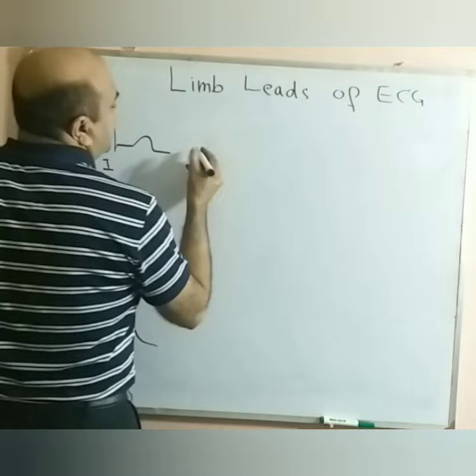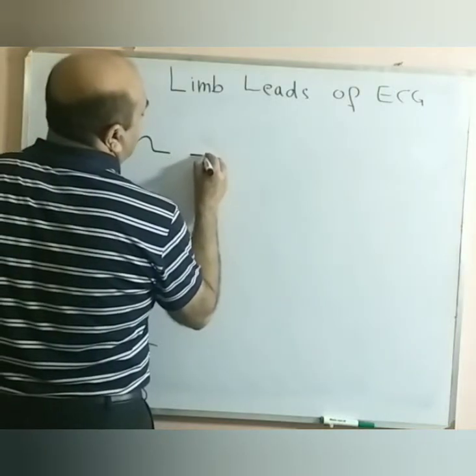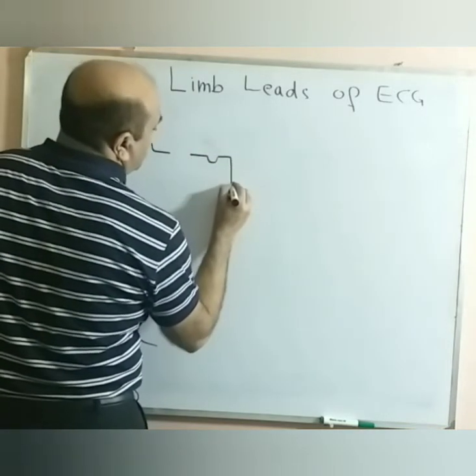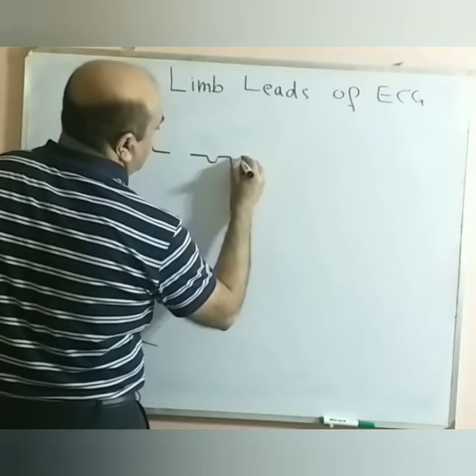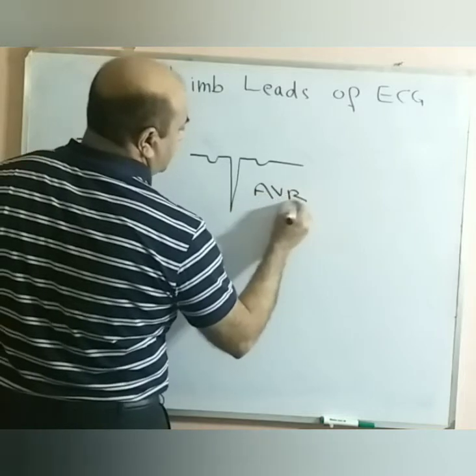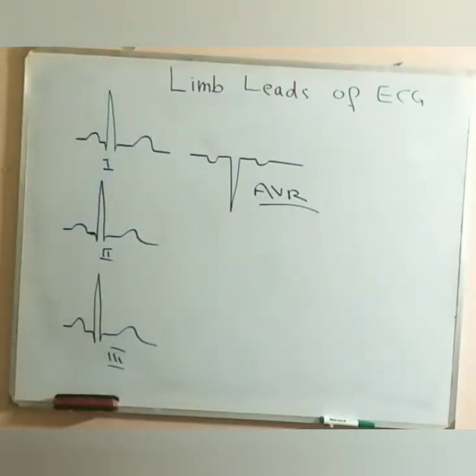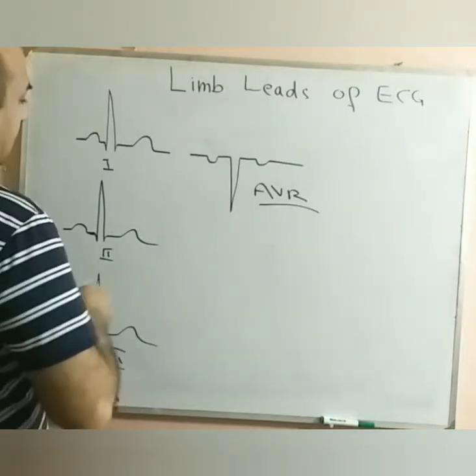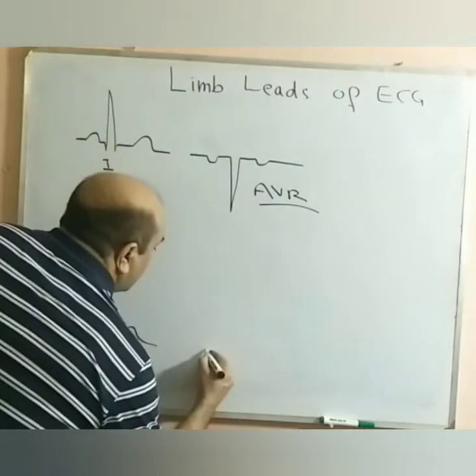Lead AVR should be a negative lead: P negative, QRS negative and T negative. AVR is normally always a negative lead, but if it is a positive lead, it can be because of dextrocardia, or someone has made a mistake and positioned the limb leads wrongly on the right and left arms. But now first I'll make AVF.